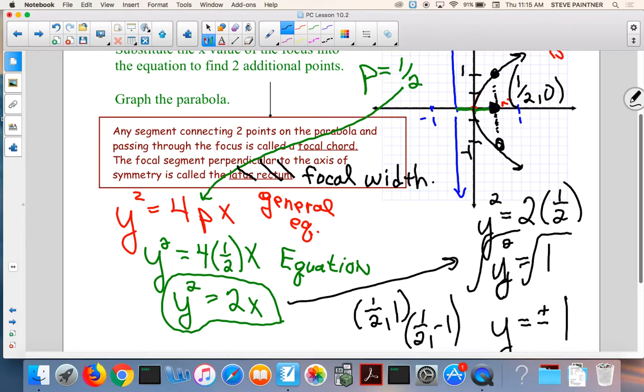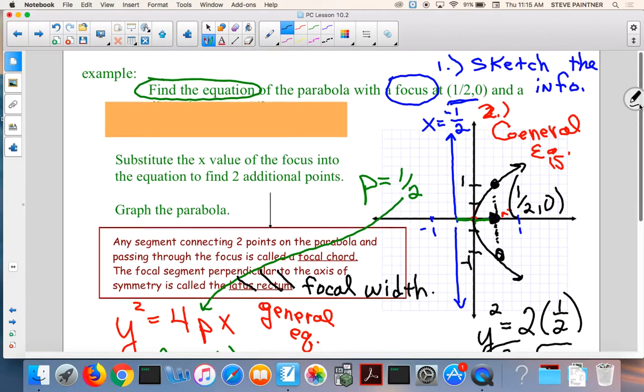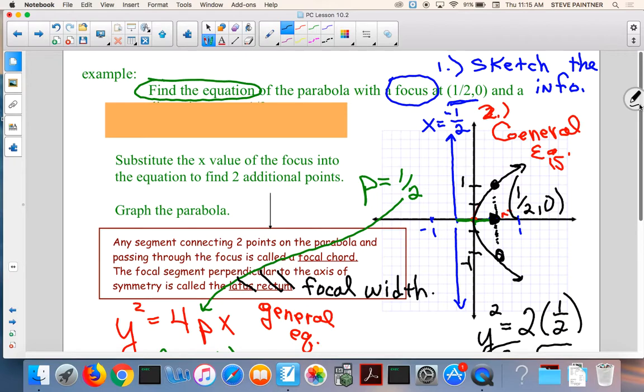Okay. Graphing, guys, sketching is everything to you. Sketch your info, get your general equation, and go find your p-value, because that's a lot. Okay? P will get you to your answer.